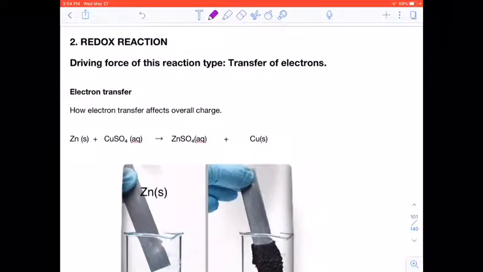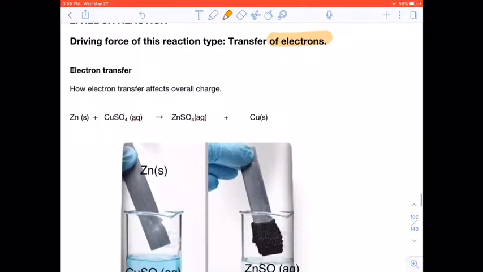Right, now let's look at a redox reaction. All the others that we dealt with are ion exchange reactions. Now let's look at redox reactions. The driving force for this particular reaction type is a transfer of electrons, right? So the greater the tendency for electrons to be transferred, that actually drives redox reactions. So let's look at how electron transfer affects the overall charge.